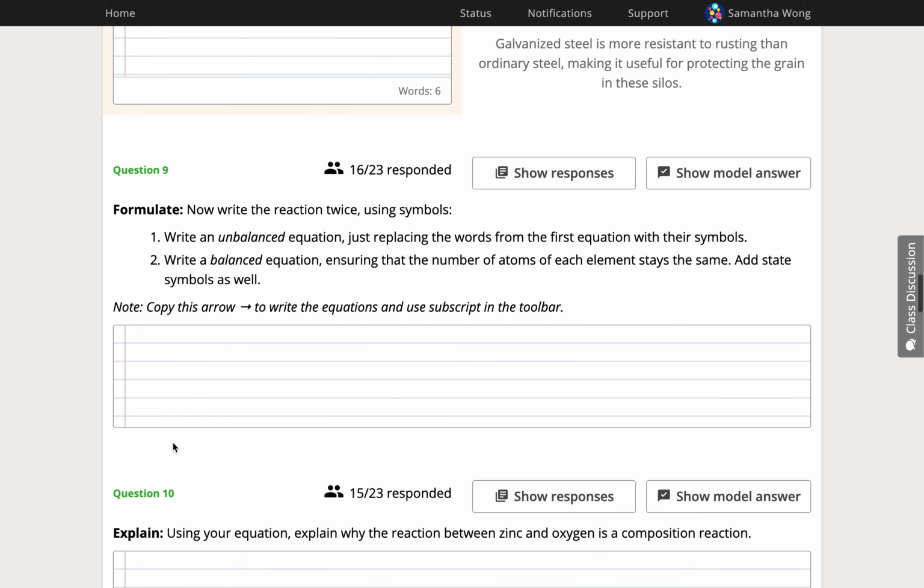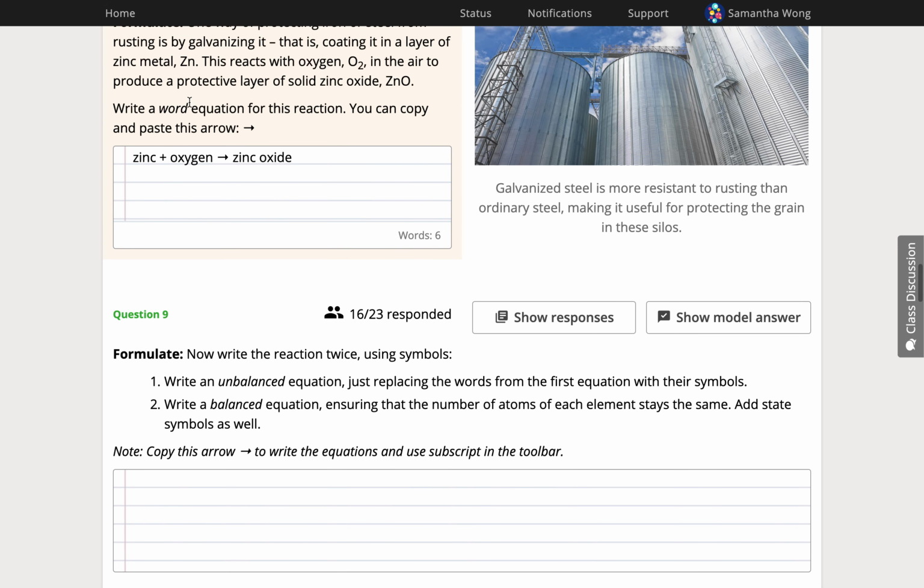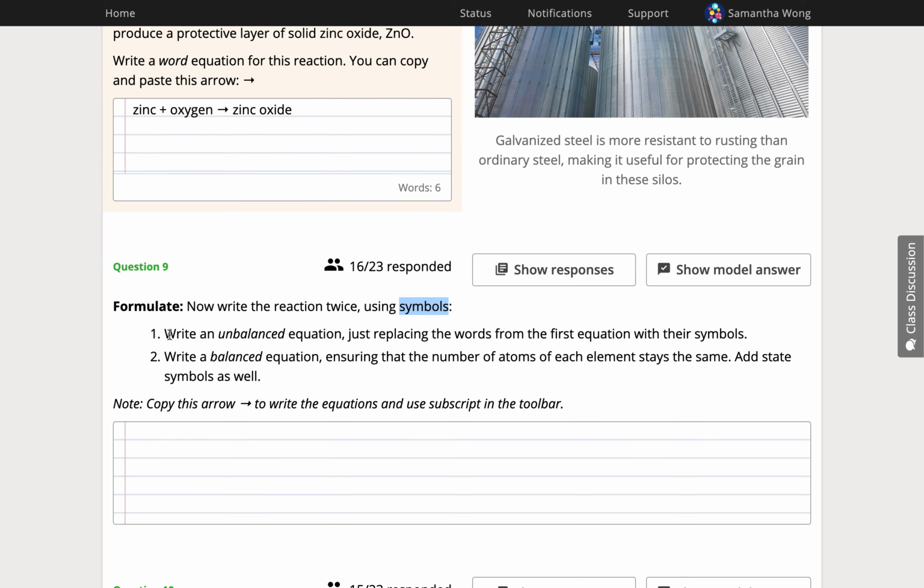Question 9. Now, from the reaction above, this one over here, you've been asked to rewrite the reaction twice, this time using the chemical symbols. The first time you write it, you need to put it as an unbalanced equation, simply replacing the words from the first equation with their chemical symbols.